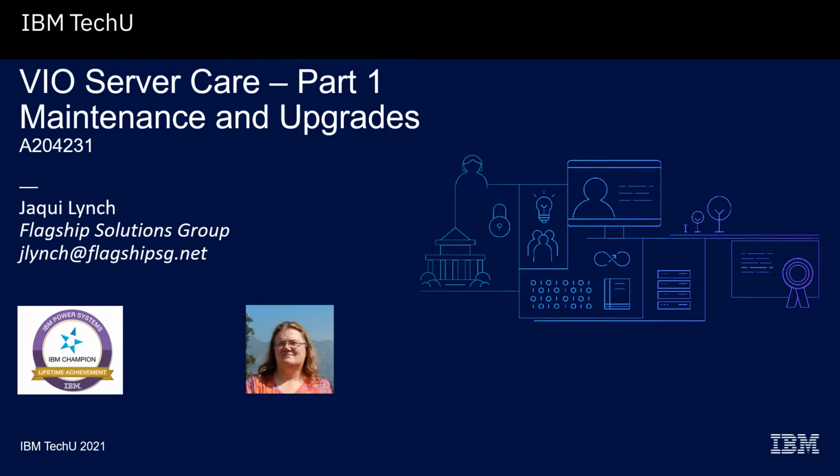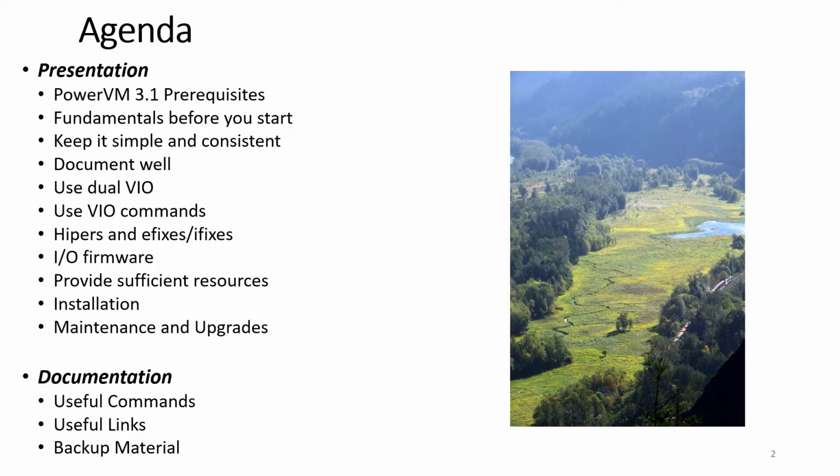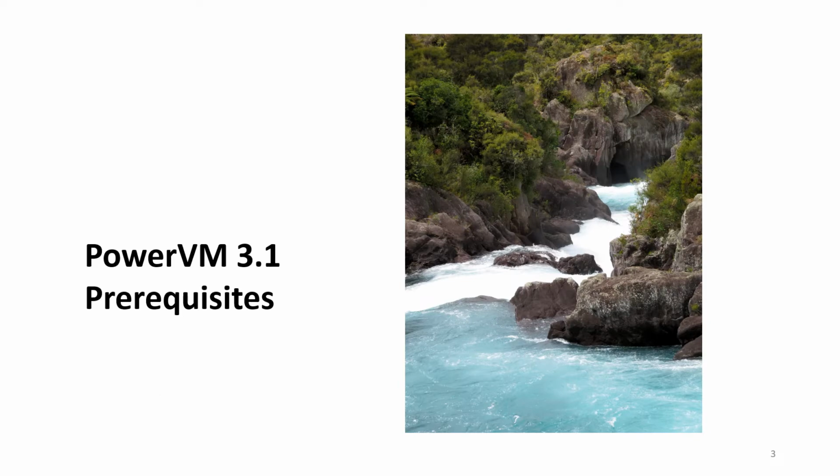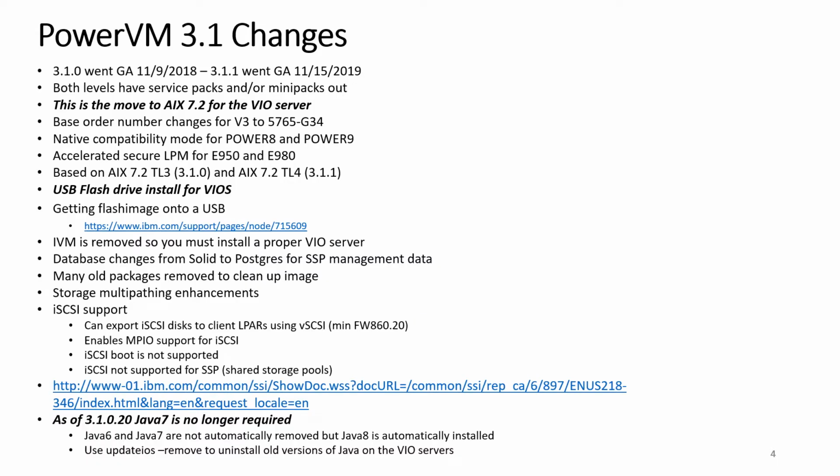This session is going to be on some of the top tips for taking care of your VIO server, and it is split into two parts. In part one, we're going to cover some prerequisites, some fundamentals. We'll talk about documentation and the need for dual VIOs. We'll go into some of the things related to fixes, and then we'll also talk about installation and maintenance and doing upgrades. So let's start off with some of the prerequisites.